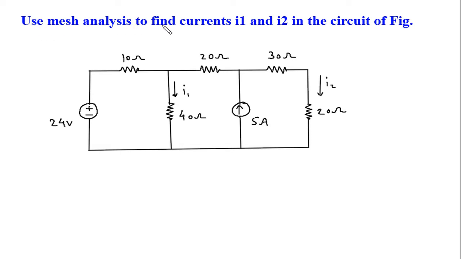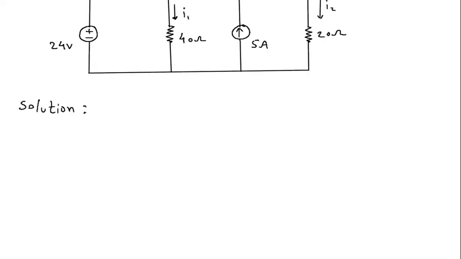Use mesh analysis to find currents I1 and I2 in the circuit of the figure. We have to find this current I1 and this current I2 in this circuit using mesh analysis. Solution. First we will redraw the circuit.